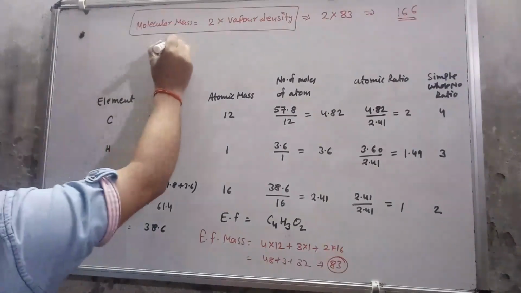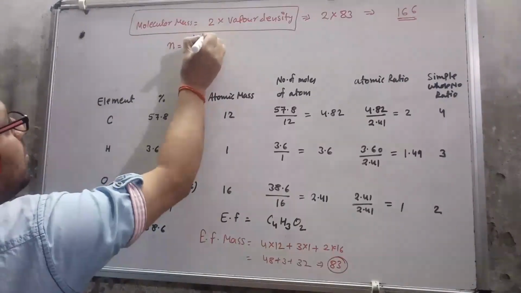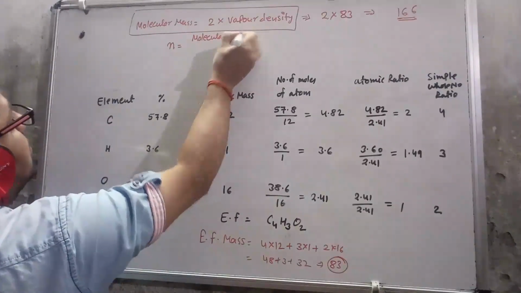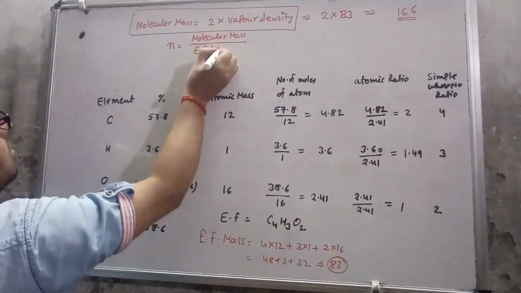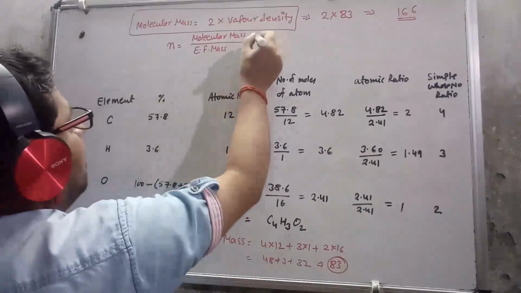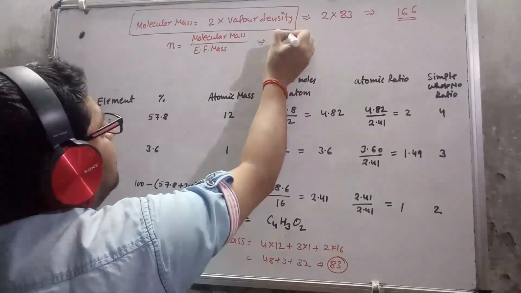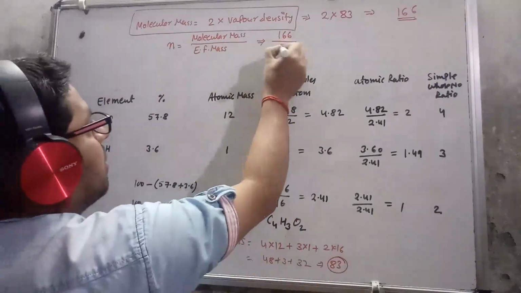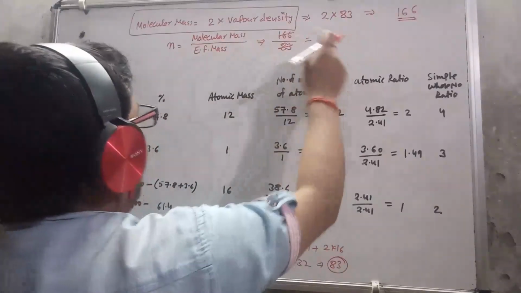So how to find out the number of moles? Number of moles n equals molecular mass upon empirical formula mass. Molecular mass is 166, empirical formula mass is 83. If you solve it, that is coming 2. So the value of n is 2.